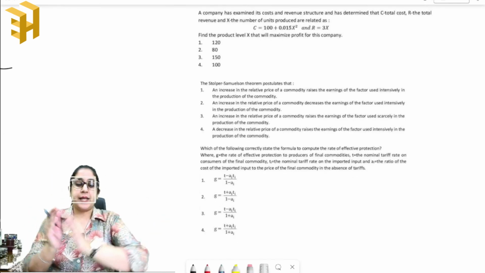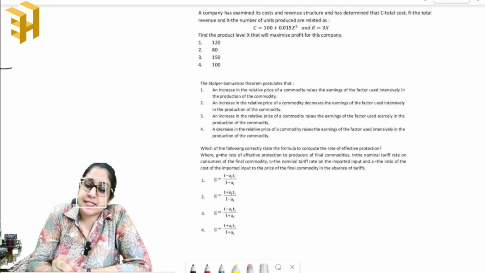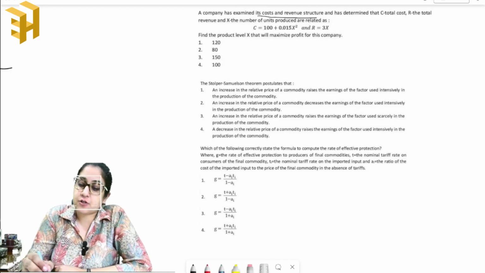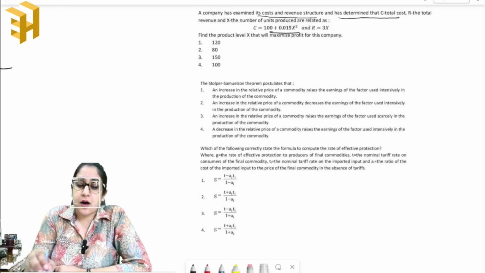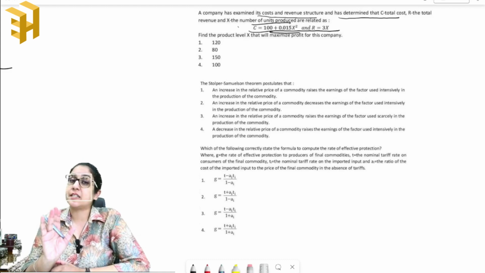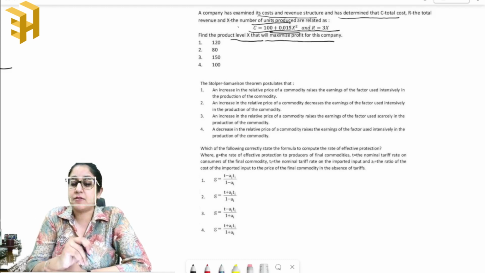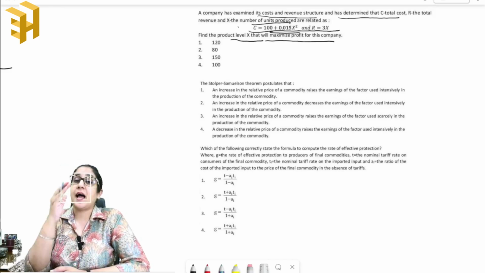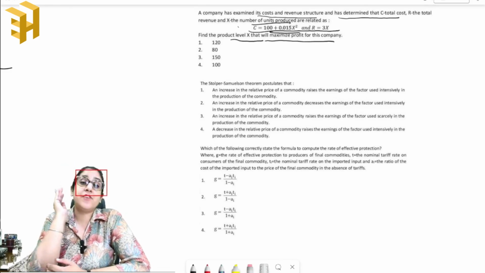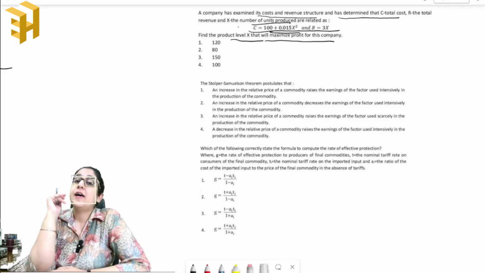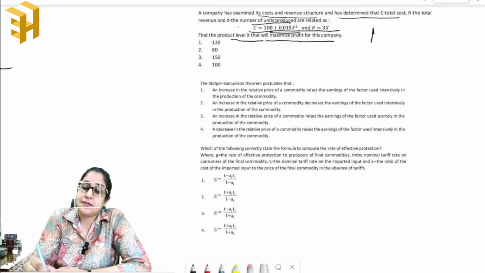Okay. Next question. A company has examined its cost and revenue structure and has determined that C, that is your total cost, and R, that is total revenue, and X, the number of units produced, are related as these are your cost and revenue functions that are given. Now we have to find the product level X that will maximize the profit for this company, right? And maximizing profits means we have to reach the equilibrium level. And what is the equilibrium condition? That MC is equal to MR.